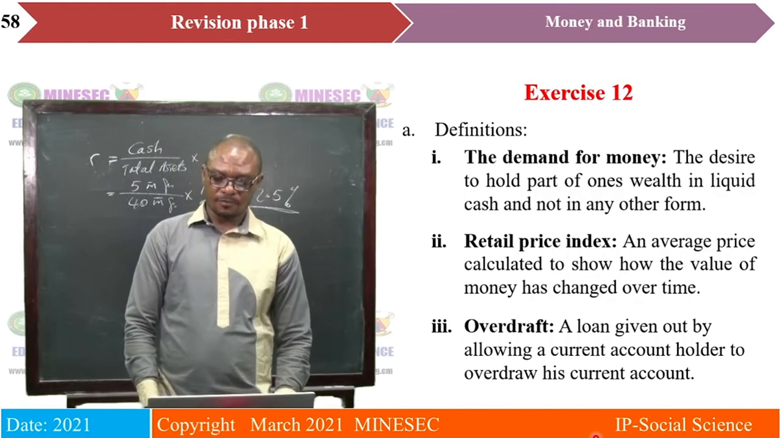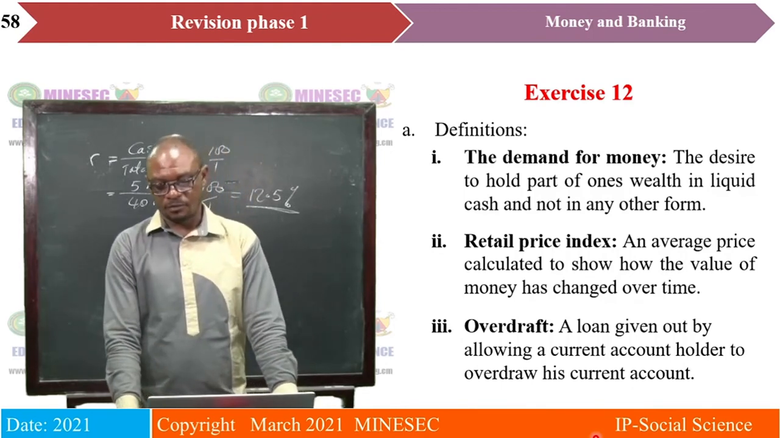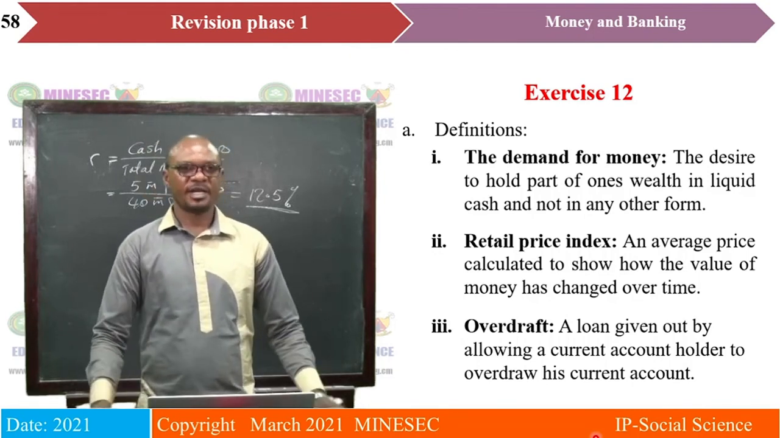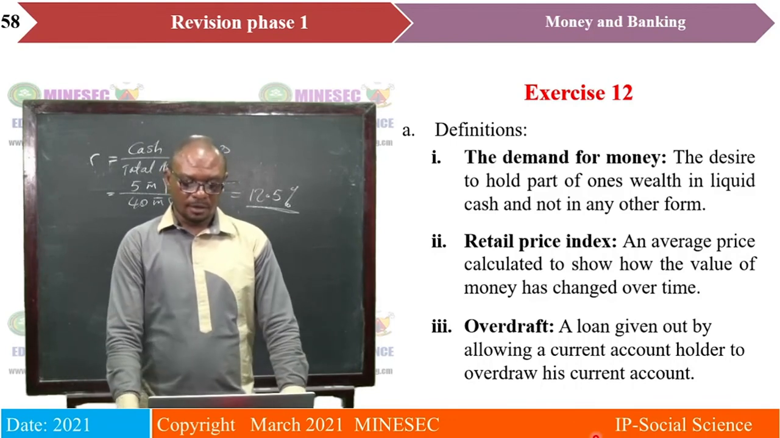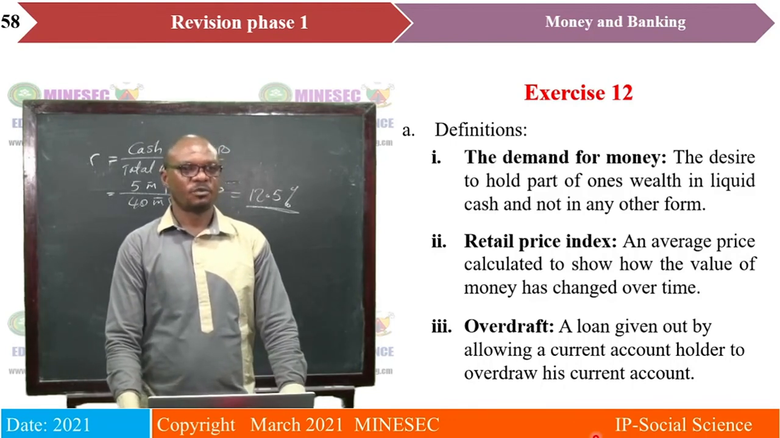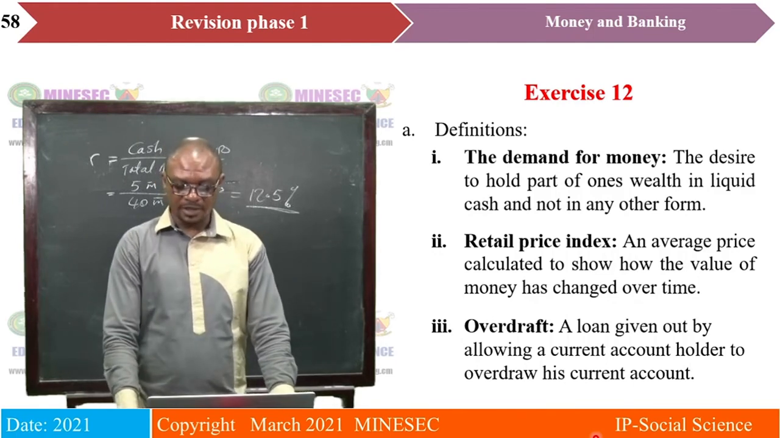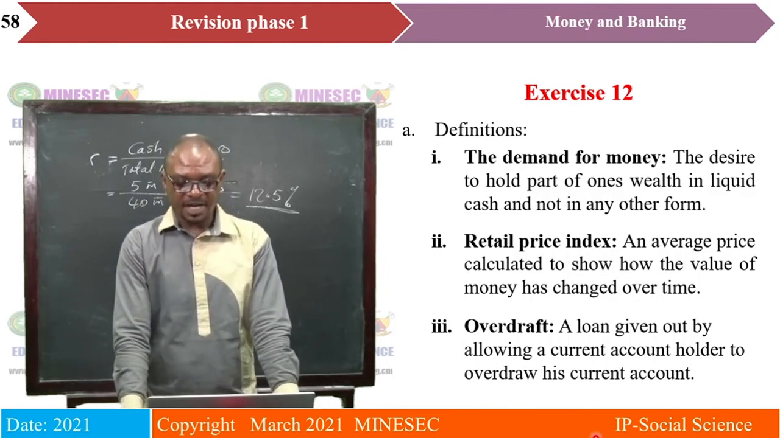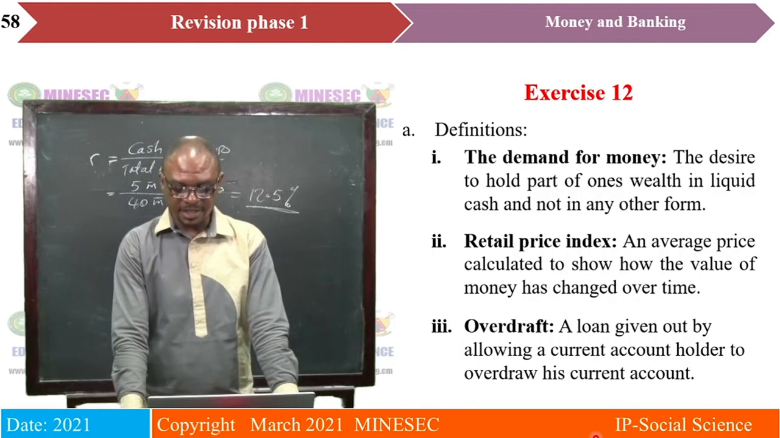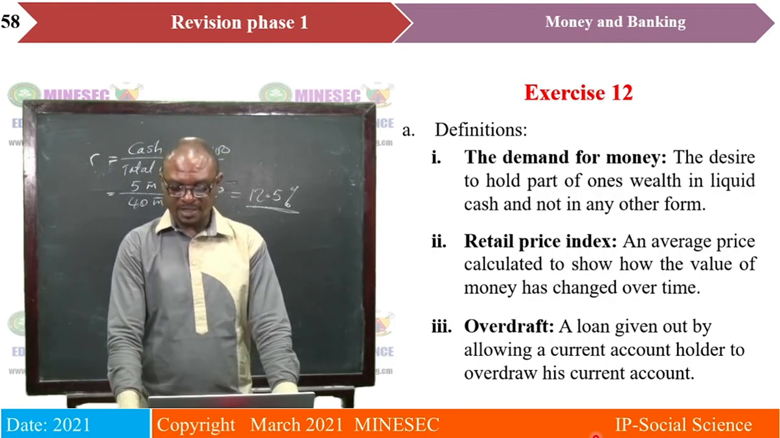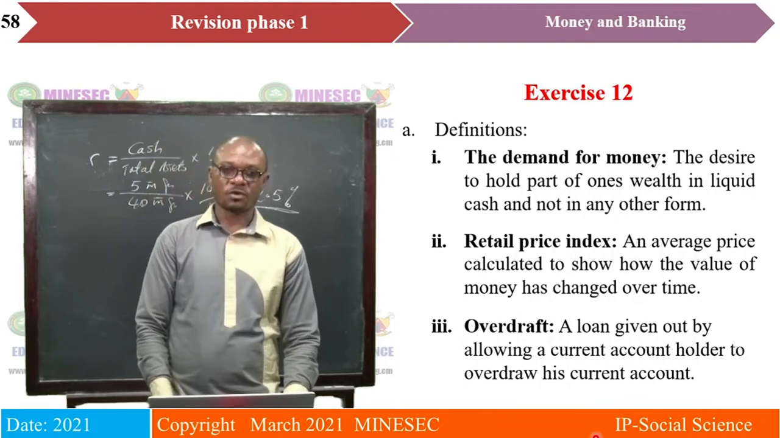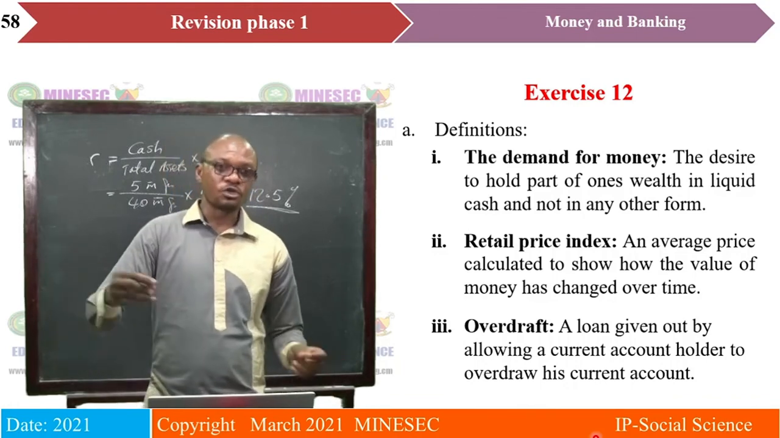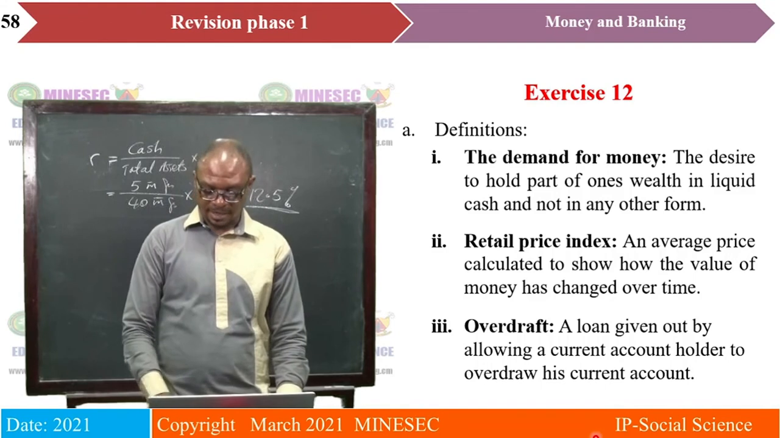So for the definitions, first we have the demand for money. Simply defined, it is the desire to hold part of one's wealth in liquid cash and not in any other form. Two, retail price index. We did say it's an average price, which is calculated to show how the value of money has changed over time. And three, overdraft. An overdraft is a loan that is given out by allowing a current account holder to overdraw his current account. In other words, it is when the bank allows a customer to withdraw more than the outstanding balance in his current account.